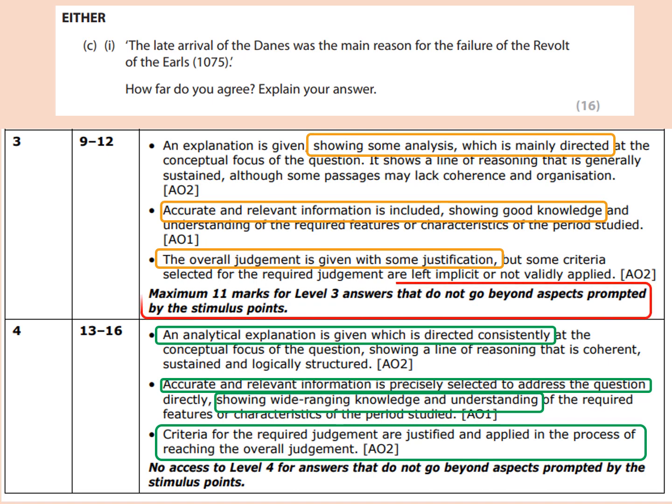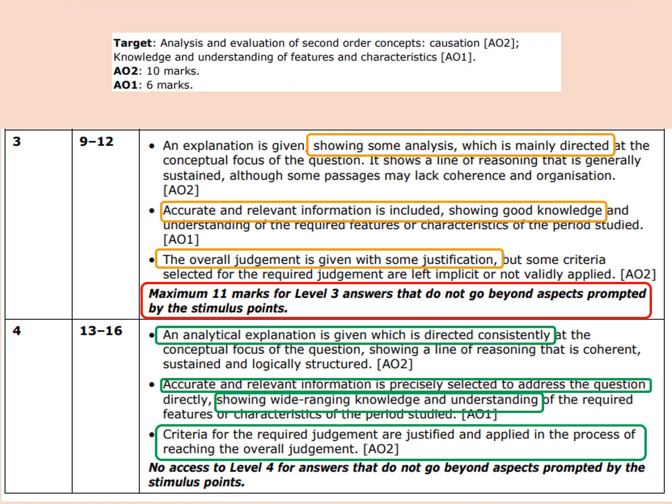One thing to be aware of though, you can only get a maximum of 11 marks for level 3 answers that don't go beyond the aspects pointed out in those bullet points, which are the stimulus points. So you've got to include some of your own knowledge to access level 4. One last warning though, it is tempting to think that this question is all about your knowledge, and it really isn't. The target is your analysis and evaluation of second order concepts, and in the case of this question, that's causation, why things happen. Sometimes it might be significance or something else.